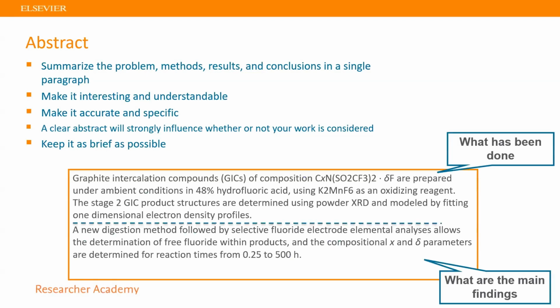Just given an example here of an abstract, the top part is what has been done, and the bottom part is what the main findings are, basically. What did these people research all this time and what was found. Do note that some journals require graphical abstracts. It's a great way to really display what you have been working on in a figurative way.